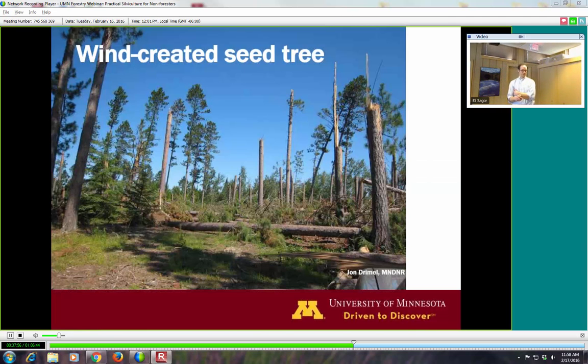Seed tree system is designed to emulate a more intense wind disturbance, or in some cases a fire that leaves just a few remaining healthy trees on the landscape. It creates a very open light environment, favoring shade-intolerant, light-demanding species.